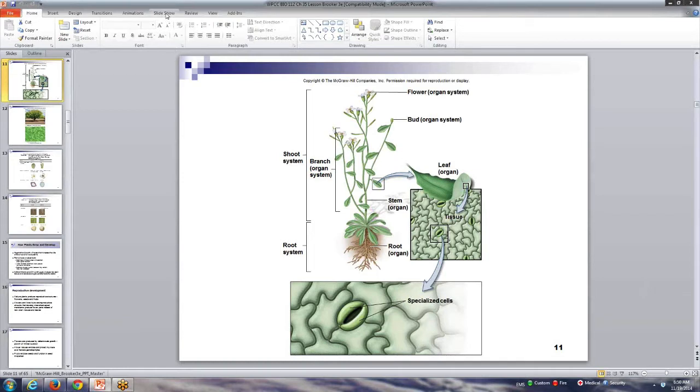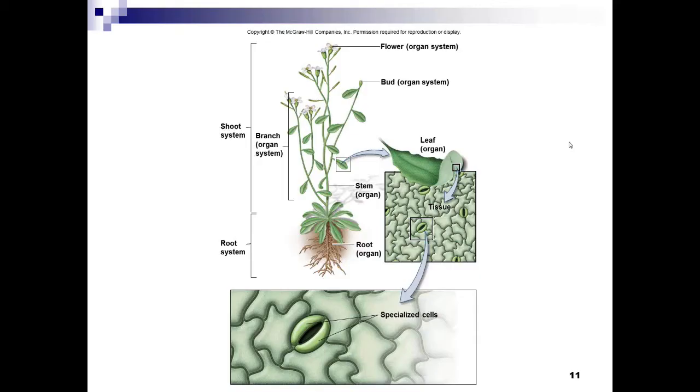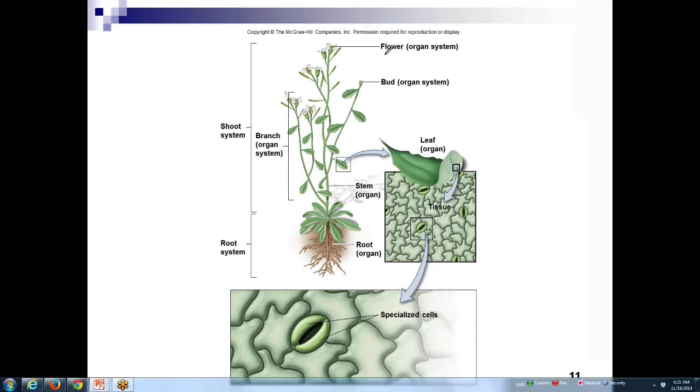Let's get into slide 11 here, guys, and begin our study, actually continuing our study of what you'd started in Chapter 35 in class. So this is just showing you an overview of the body plan of a flowering plant. And if you look carefully, you can see at the top we have our flowers, which is actually considered an organ system. Does anybody remember why a flower is considered an entire organ system?